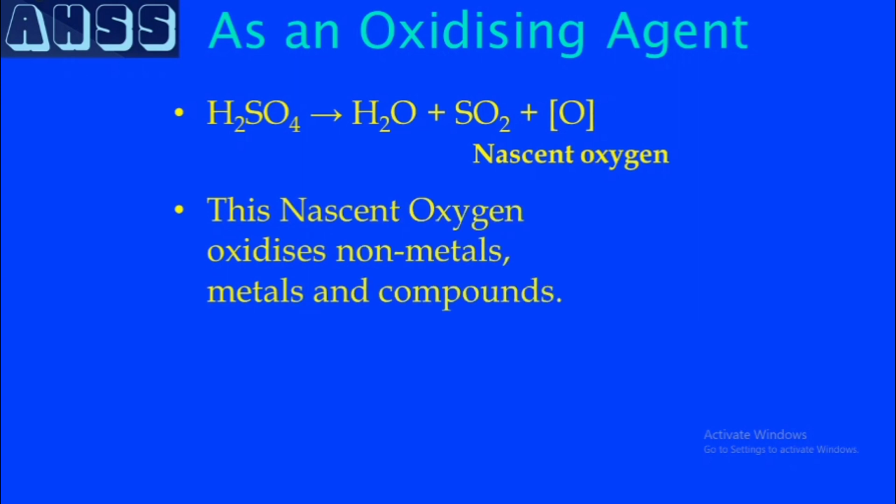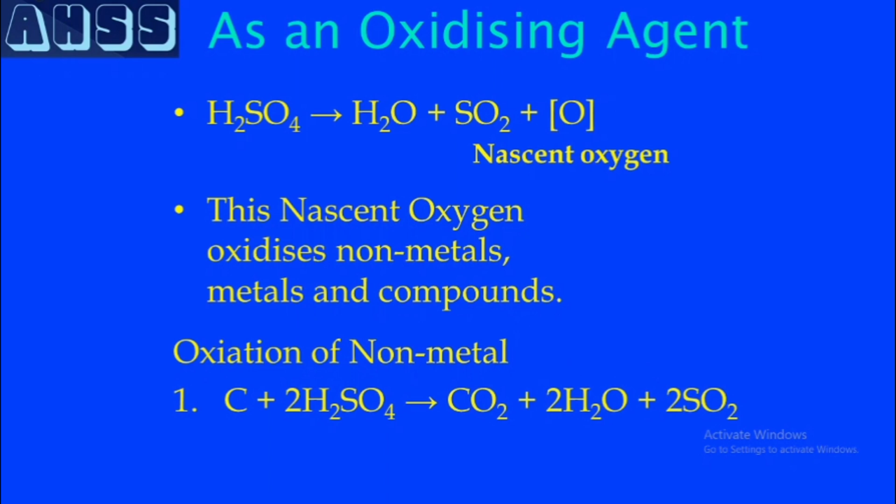Now we will see one by one the oxidation of nonmetal. Here we will see two examples, oxidation of carbon and oxidation of sulfur. When carbon reacts with concentrated sulfuric acid, then carbon is oxidized to carbon dioxide, and water and sulfur dioxide are the two byproducts in this reaction. When sulfur is oxidized in presence of concentrated sulfuric acid, then the products are sulfur dioxide and water. Sulfur is oxidized to sulfur dioxide.